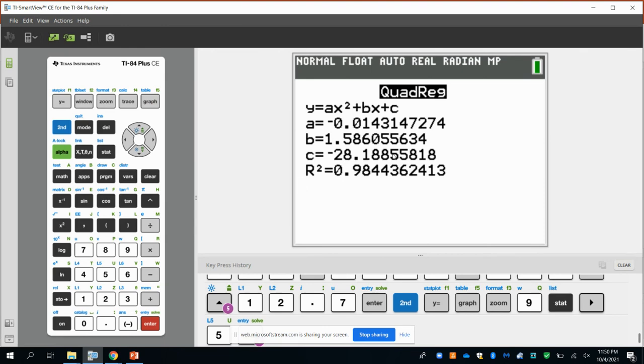All right, so now we have the quadratic function, d of x equals negative 0.0143 x squared, plugging in the a, b, c values, plus 1.5861 x minus 28.1886. That is the quadratic function that best matches the data we entered. So this is part B.